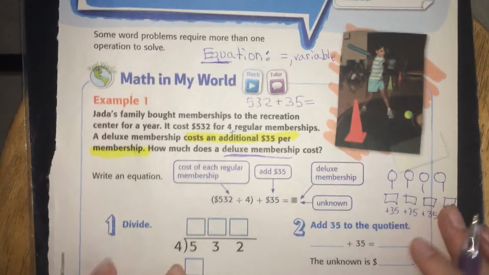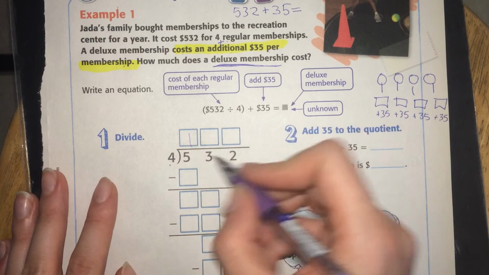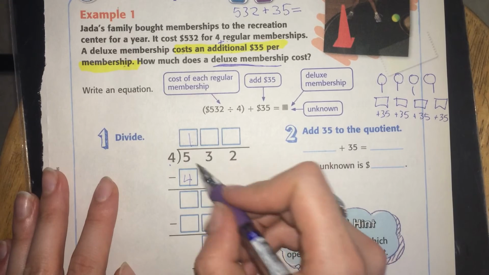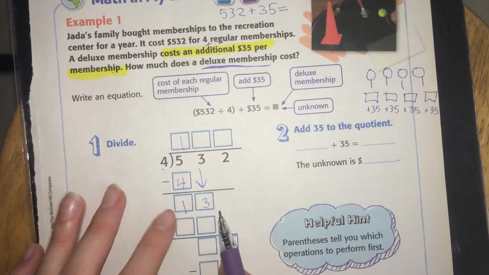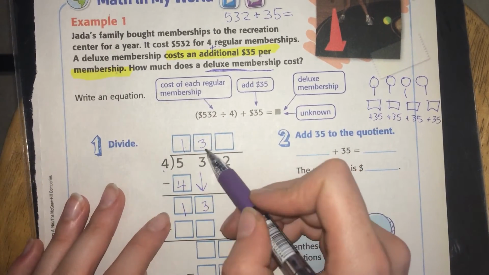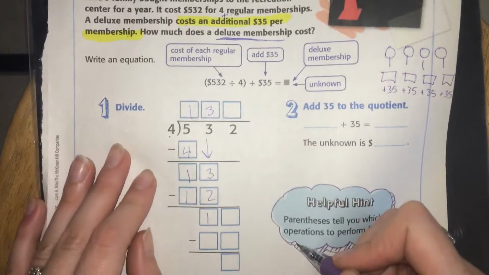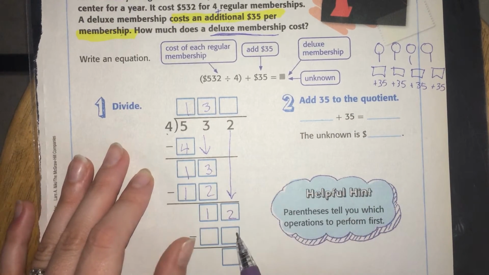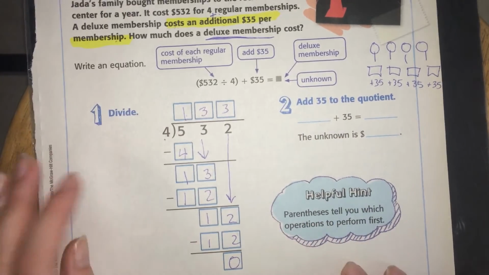So 5 divided by 4 is 1. 1 times 4, remember divide, multiply, subtract, bring down. And 13 divided by 4, don't want to bust, so let's do times 3. So that would be divide. Now times 3 is multiply, subtract, and bring down. How many times can 4 go into 12? 3 times 4 is 12. 0. Okay, whew.